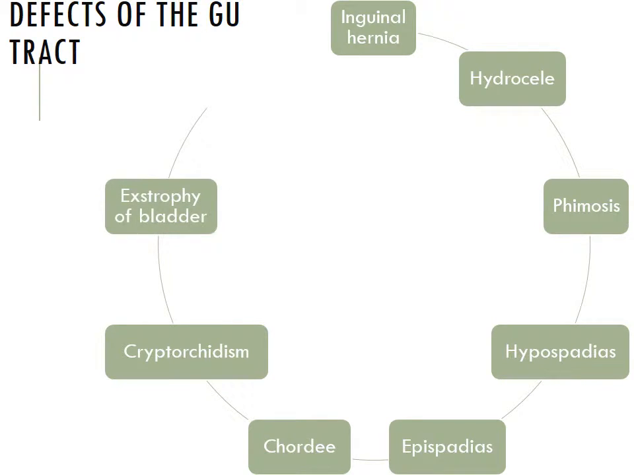Or we have exstrophy of the bladder, basically when the bladder protrudes through the abdominal wall, which must be fixed surgically. See table 44-4 on page 1403 of your textbook. And ambiguous genitalia.